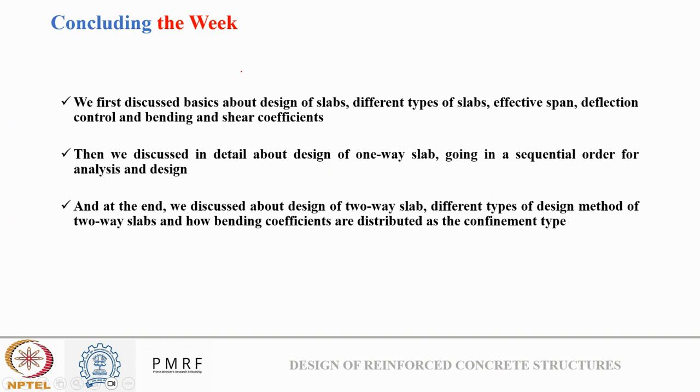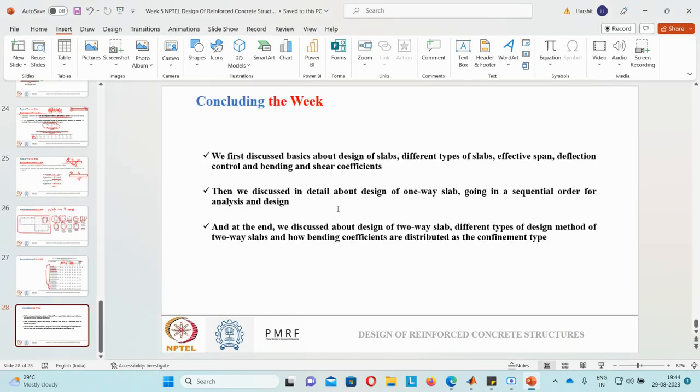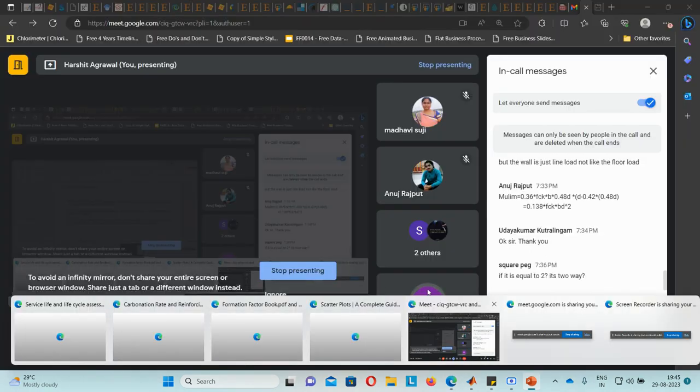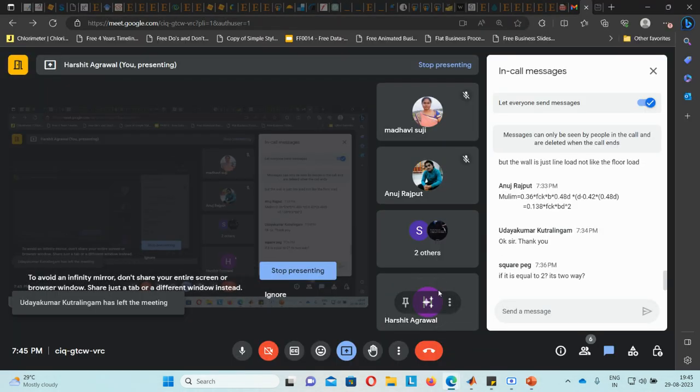Sir, where do you upload this PPT, sir? There is one folder that will be shared by NPTEL, or you can see on the NPTEL portal where you see the live lectures. There might be a link from which you can access these PPTs. Try to search for the Swayam portal. There you can see these PPTs. Okay, sir. Thank you very much, sir.